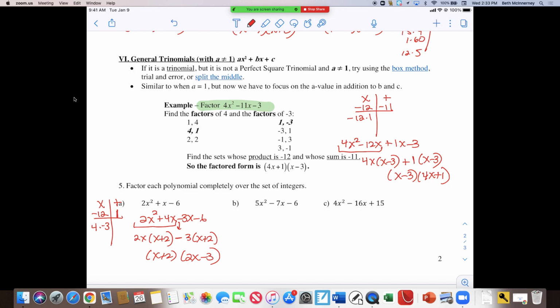Is it okay to have those factors flipped? Yes. Why is it okay that I could have the 2x minus 3 first? Like, why is that okay? The commutative property, like 5 times 9 is the same as 9 times 5. So the order doesn't matter. All right, keep working on B and C, and then we're almost done.